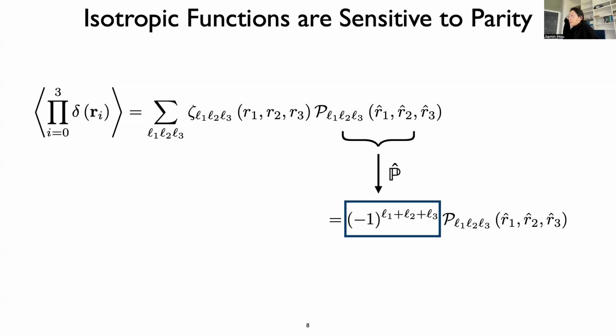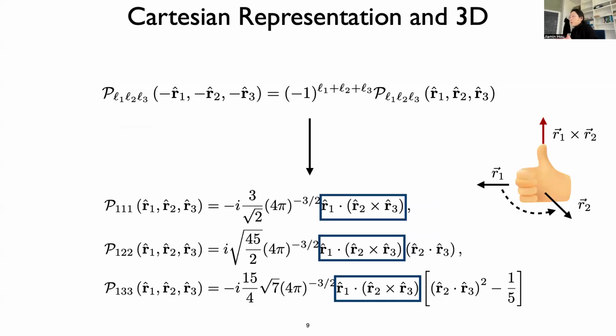Moreover, to further illustrate this point, we can rewrite the harmonic representation of this basis function in Cartesian coordinates. For instance, the term P111 denotes L1, L2, L3 all equal to 1. Similarly, we can have configurations like P122 and P133, with each of these indices indicating a different angular momentum component. In principle, these indices can extend to arbitrarily high values.